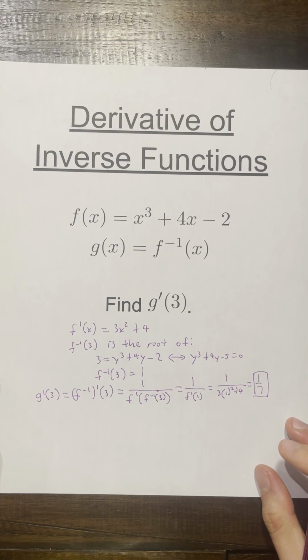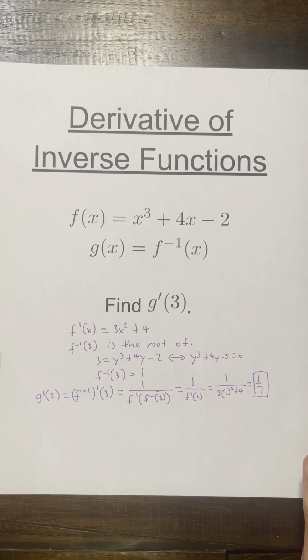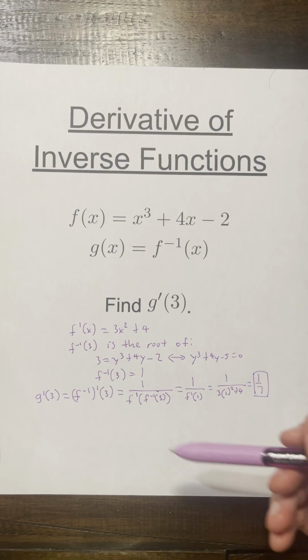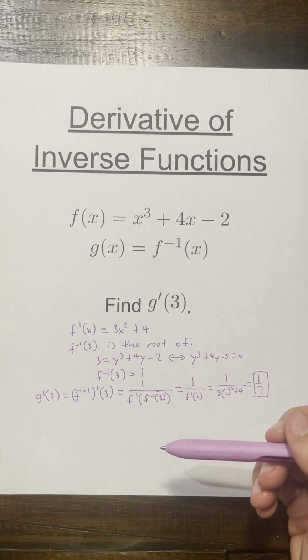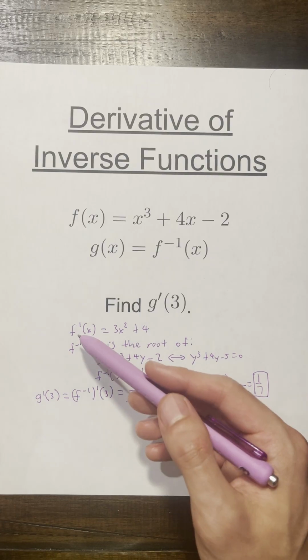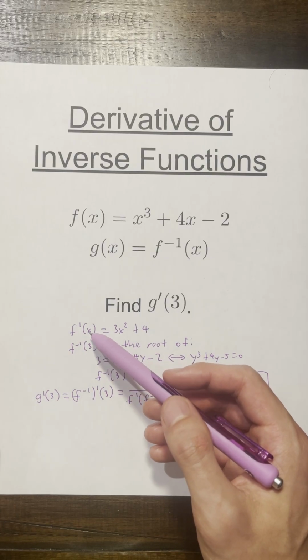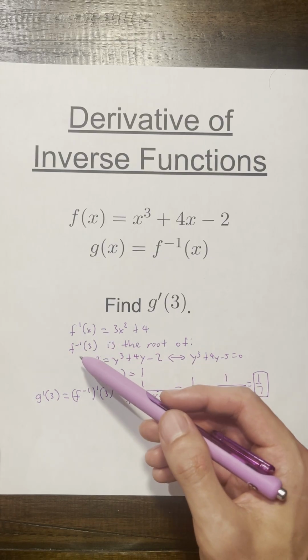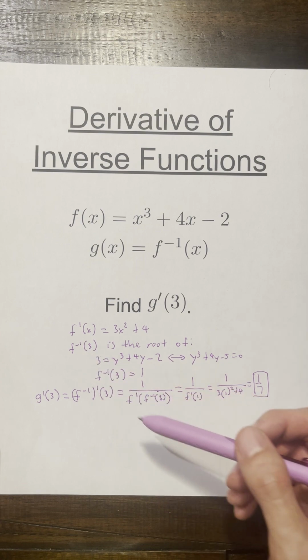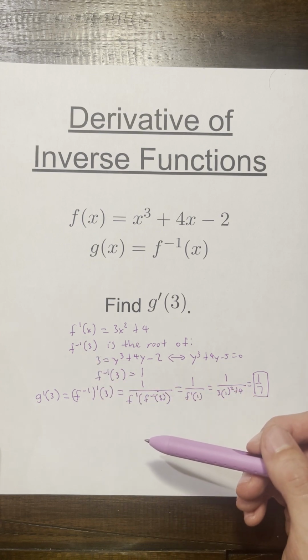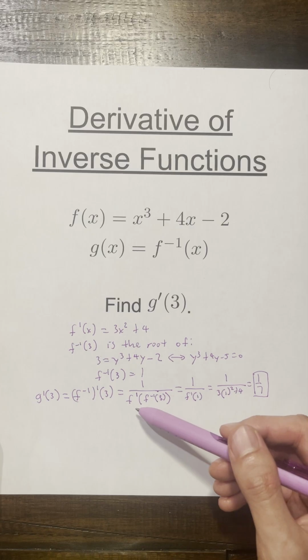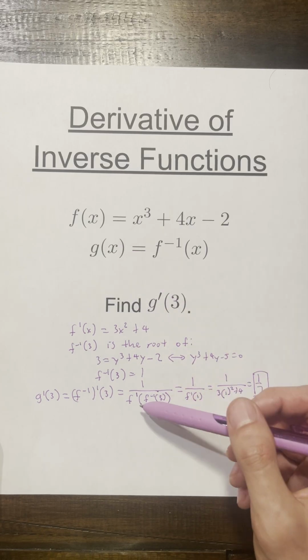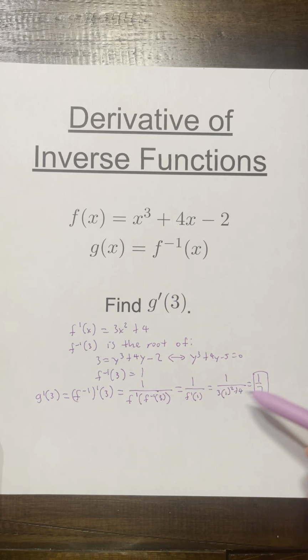Okay, perfect. So basically, I think the grader will know. They found the derivative. They found f inverse of 3. Then they plugged it into the formula, and they got 1/7.